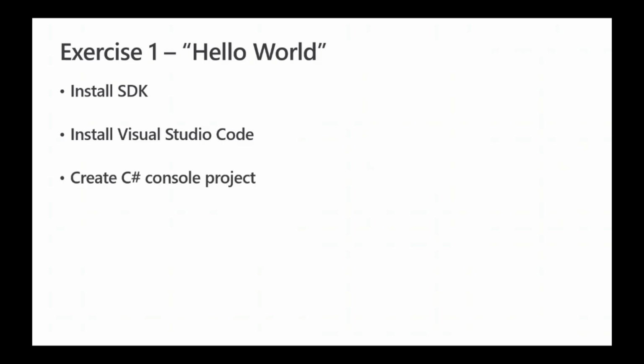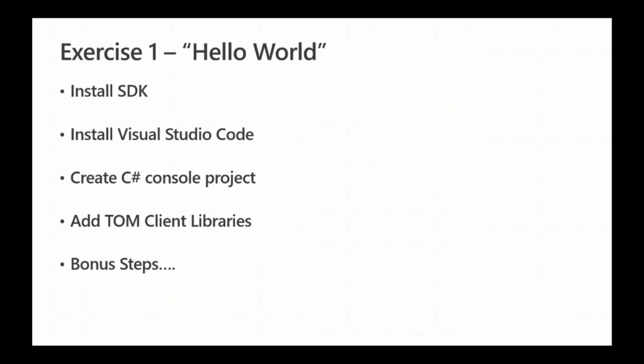So the first thing we need to do is install the SDK, which we've done. Then we need to install Visual Studio Code. Let's assume they're already done. We need to create a C# console project because I'm going to do everything in C# today. We're going to add the Tabular Object Model client libraries, and then we're going to perform some bonus steps.